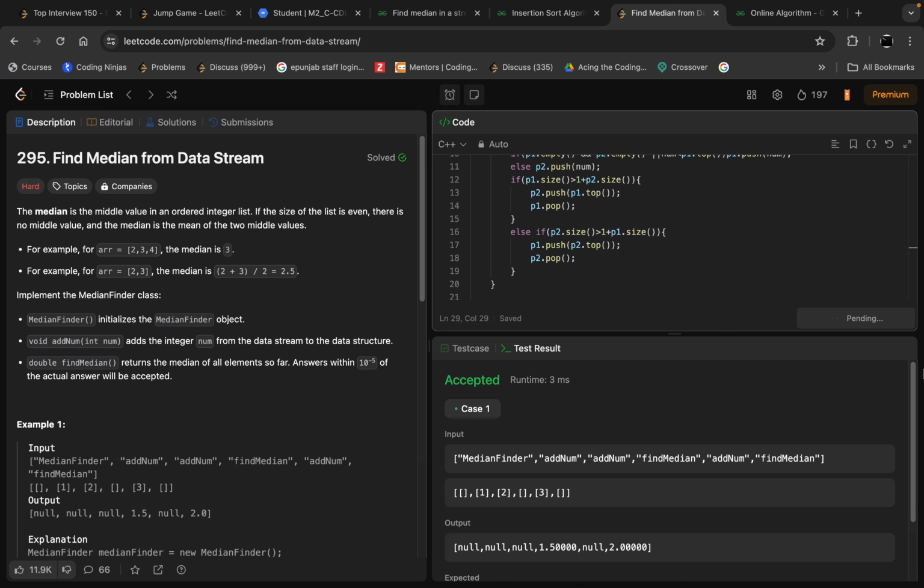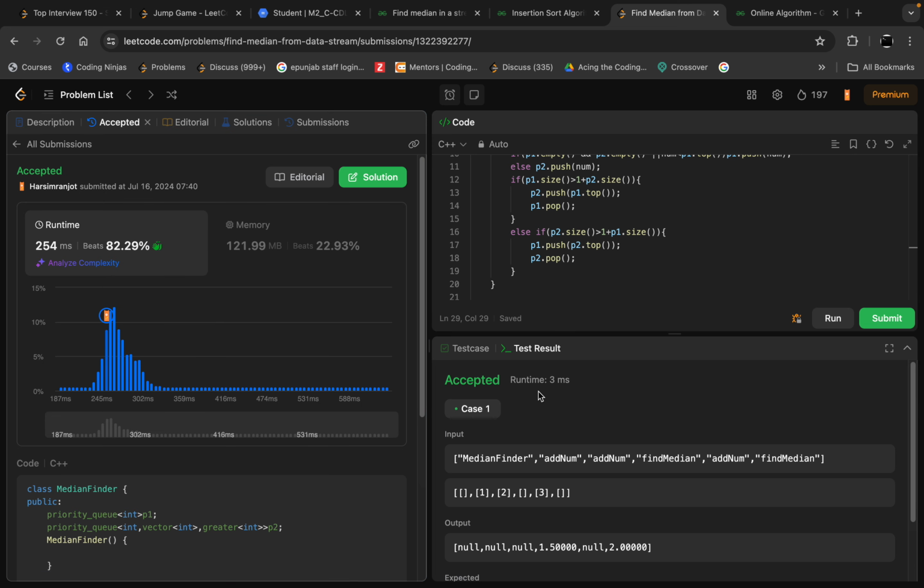and now let's submit it. So the solution has worked effectively.